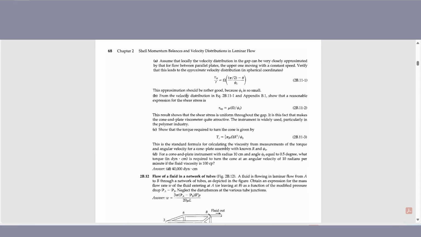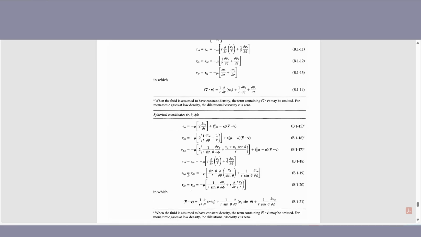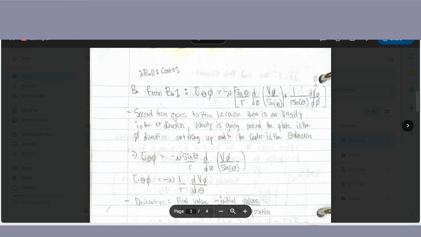B: from this velocity distribution and equation, this in appendix B1, show that the reasonable expression for shear stress is this equation. So basically, we're just going to need to find the generic expression for this equation, and that's going to be in the appendix. So I'll go there now. It's spherical coordinates, sorry. B.1-19. So that's where you get that equation from, and I'll go back now.